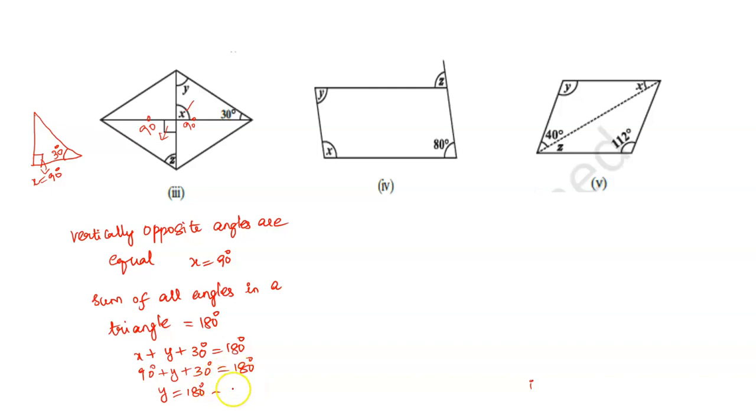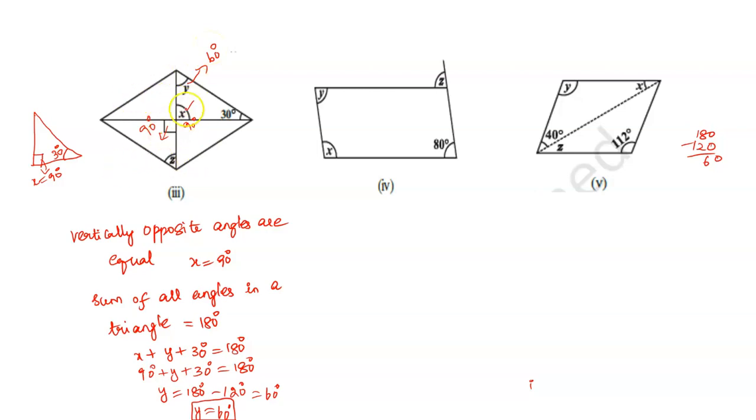So 120, when it goes to the right side, becomes minus 120. So 180 minus 120: 0 minus 0 is 0, 8 minus 2 is 6, 1 minus 1 is 0. So it is nothing but 60. So I can say that y is equal to 60 degrees. So I have determined that y is equal to 60 degrees.